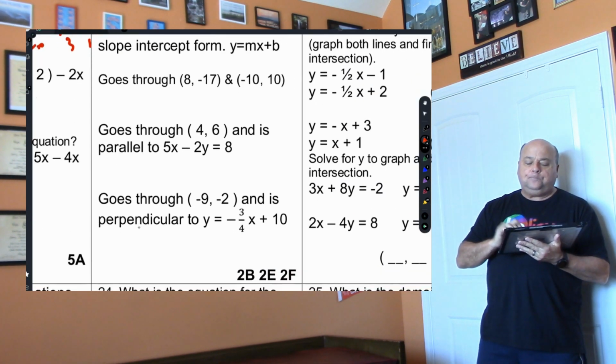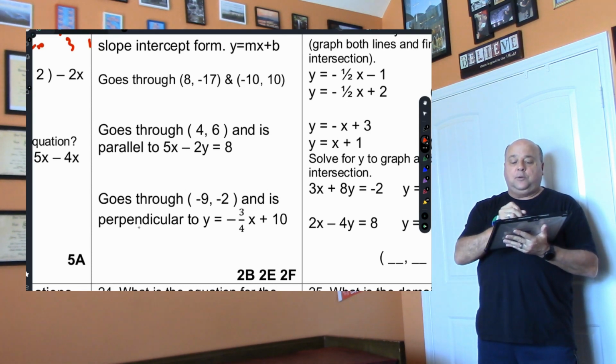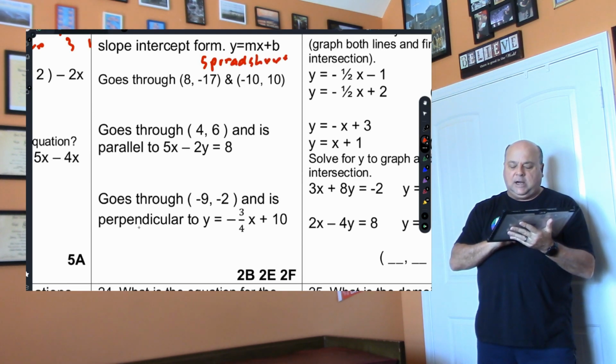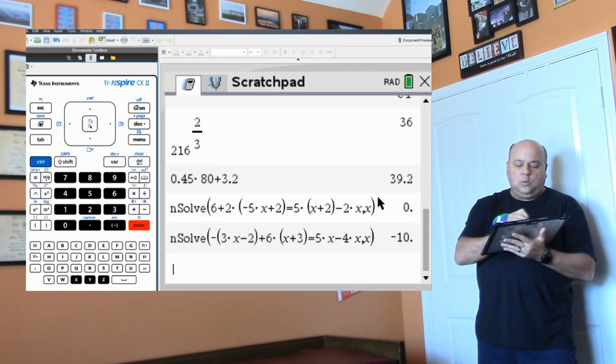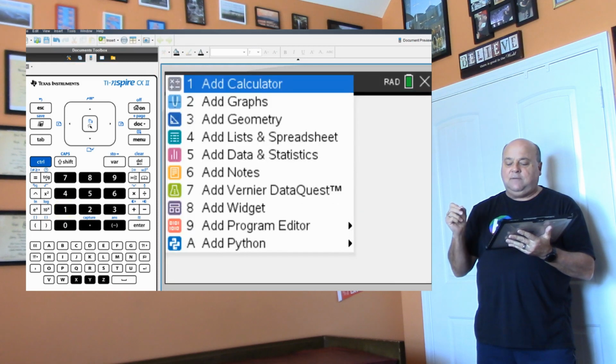Okay, right here, we're going to put this into a spreadsheet, and we're going to get the M and the B. Always use a spreadsheet when you got this. So let's go to our calculator. We're going to hit home. We're going to hit 1. We want to never save anything.